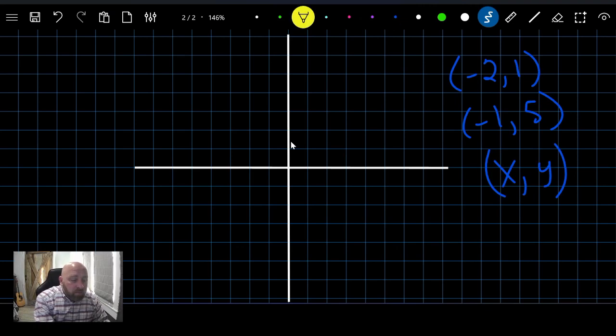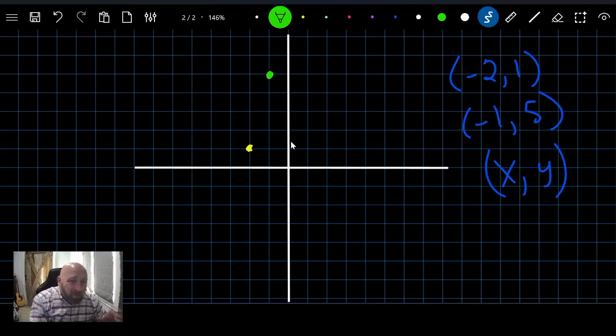So let's do this first one. We'll do it in this yellow color, -2, 1. We're just going to put this point over here. So -2, we always start at the middle, right? That's our origin. So we're going 1, 2 on the X, and then we're going 1 up. So right there is where we want to be. We'll put our point right here. And then let's do this one in green so you can see it. We're going to go -1, 5. So -1 again, and then we're going up 5: 1, 2, 3, 4, 5. All right, so right there we go.